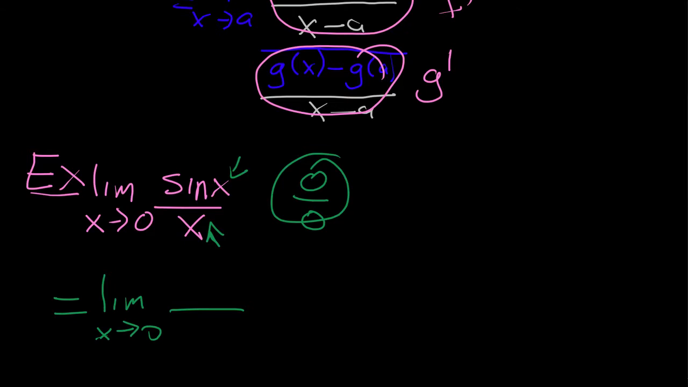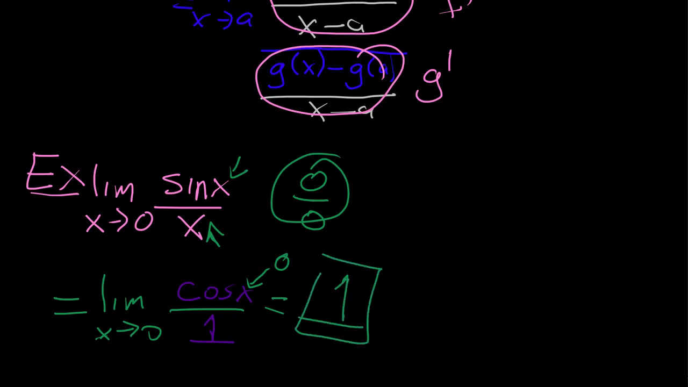So I get the derivative of the top, which is cosine, and then the derivative of the bottom, which is just 1, and then you just try again. So you again plug in the same value, 0, but this time notice cosine of 0 is just equal to 1, and that's it. You're done.